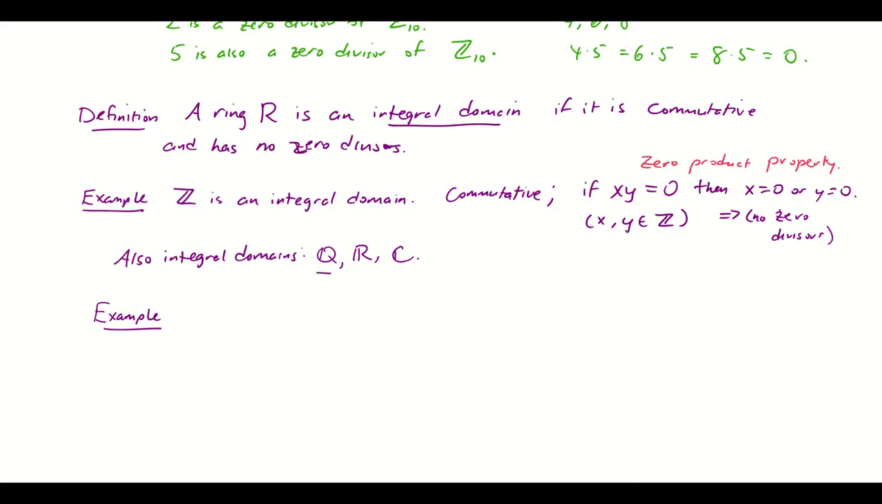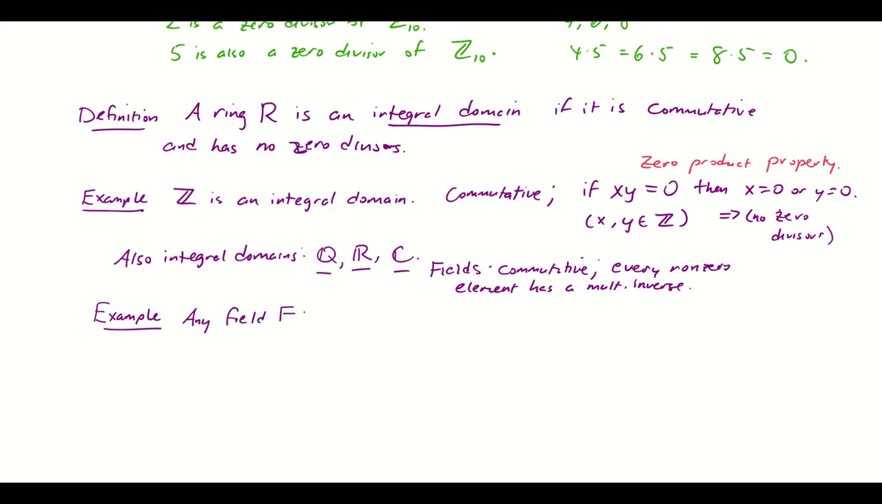One thing that these three rings have in common is that they're all fields. Again, just as a reminder, a field is a ring that's commutative, and every non-zero element has a multiplicative inverse. And we can show that anytime those two conditions are met, anytime we have a field, that's going to be an integral domain. We're going to have no zero divisors. Any field F is an integral domain.